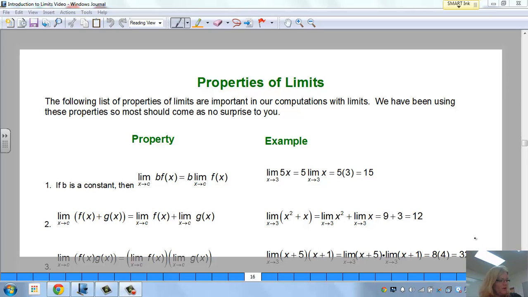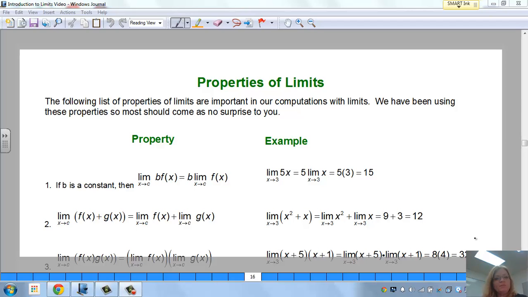This is the third video in the video series on limits, and this one's a short one on the properties of limits. It's going to be pages 16 through 19 in your notes. So here are the properties of limits.